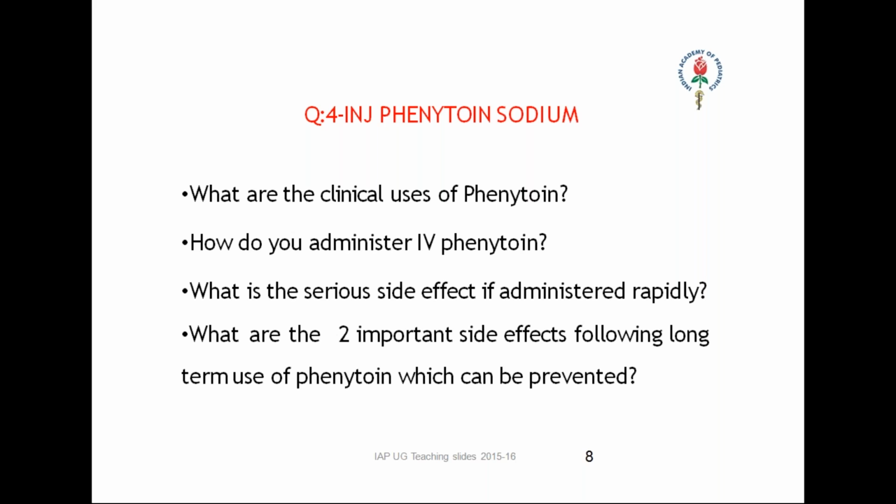Phenytoin can be available in any of these forms: tablets, syrups or injection. But we are going to discuss IV, that is injection phenytoin. Phenytoin usually comes in an ampule or vial of 2 ml. Each ml contains 50 mg.